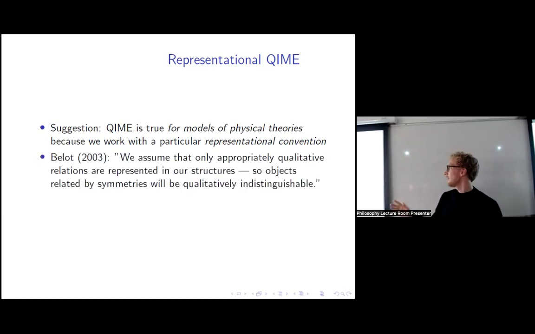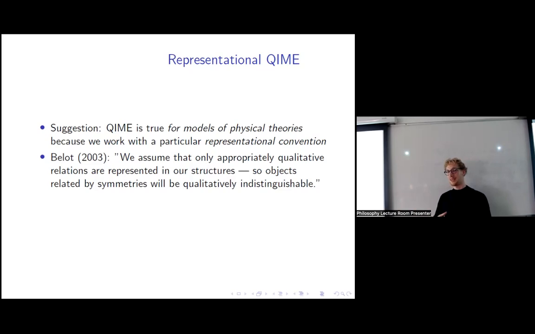Right, so I think Bellot, for example, is quite explicit about this. He says, we assume that only appropriately qualitative relations are represented in our structures. So objects related by symmetries will be qualitatively indistinguishable. So Bellot talks about symmetries rather than isomorphisms, but it's at least often the case that symmetries are isomorphisms.